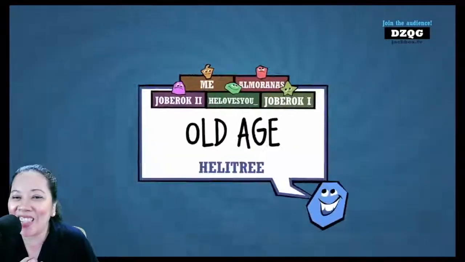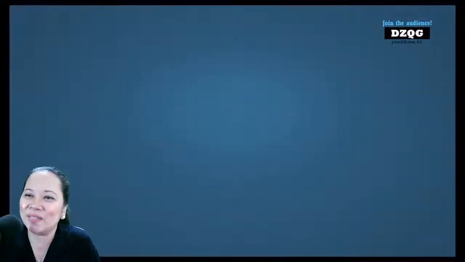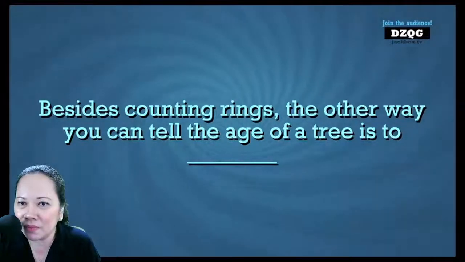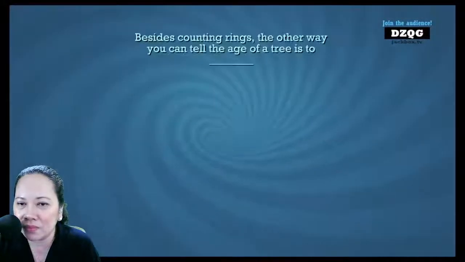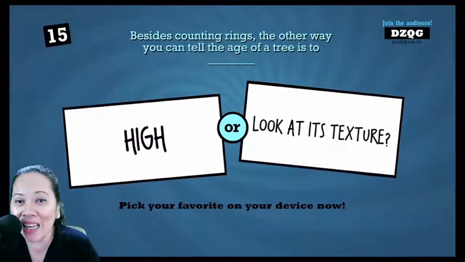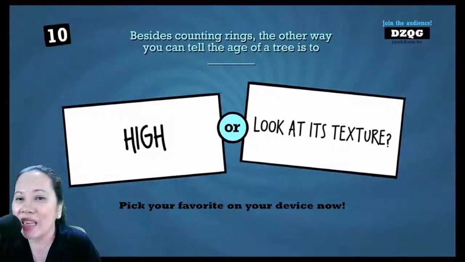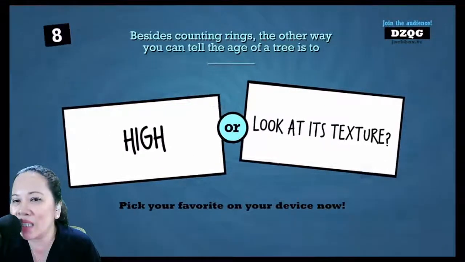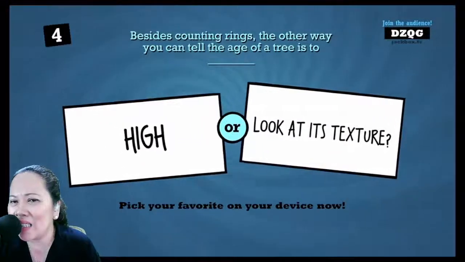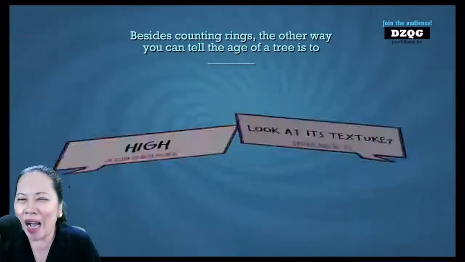Hell of a tree, sorry. Your next prompt is, besides counting rings, the other way you can tell the age of a tree is to blank. Okay, vote. Really? By looking at its texture? Yeah, I would say by looking at its texture. I'm confused.